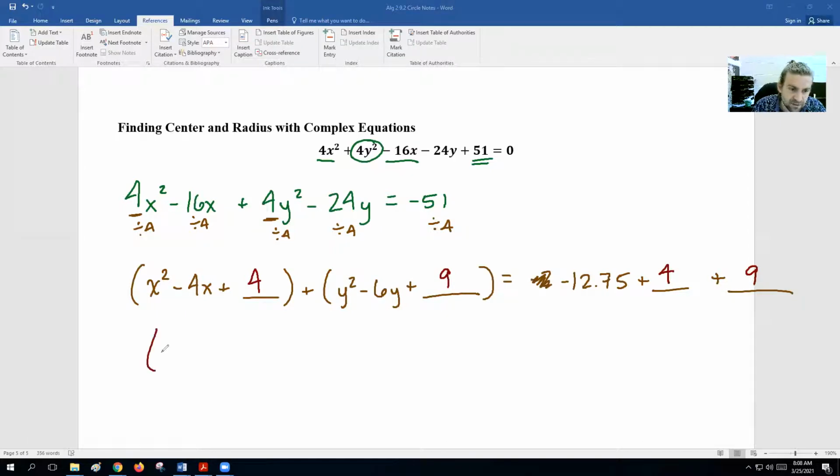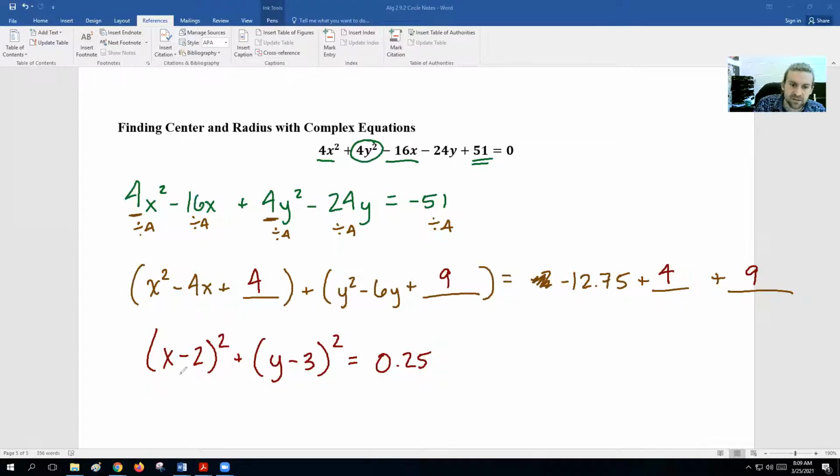All right, let's simplify this. So this would be x, symbol in the middle the same, and the number in the middle cut in half, 2. So we got x minus 2 squared plus y, middle symbol the same, minus, middle number cut in half, 3 squared. And then equals, okay, what is this number here? What's negative 12.75 plus 4 plus 9? That would be just 0.25. Okay, kind of weird, but it's going to be okay.